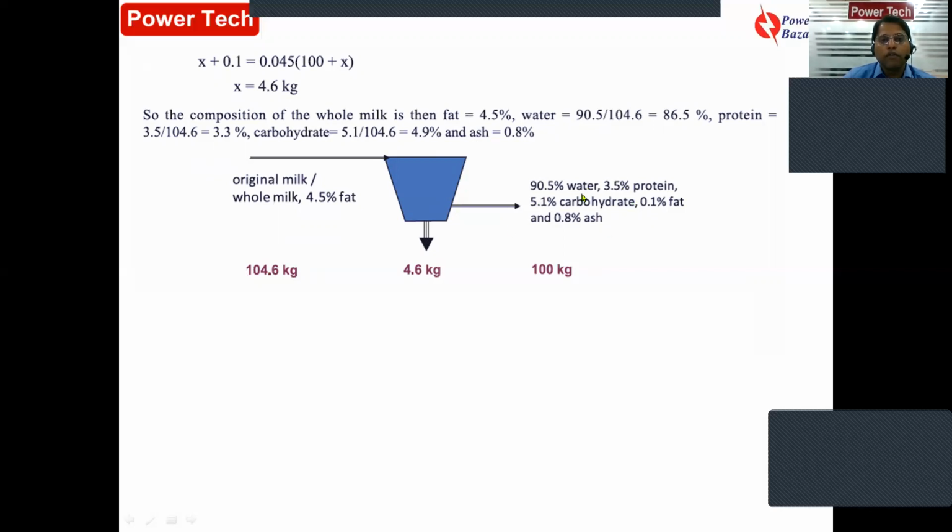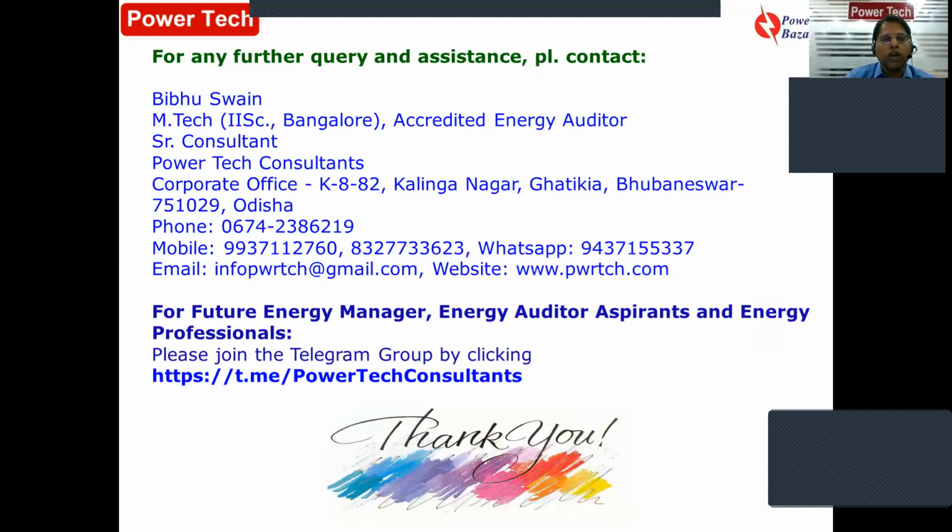And if you divide it, it will come in the same range. It will be 0.8 divided by 104.6, and it will come to the same values for us. So this is how we can find out the constituents by applying mass balance.